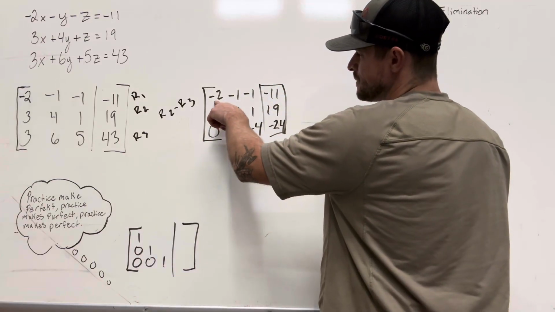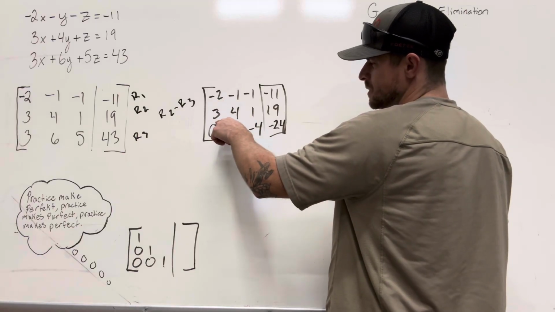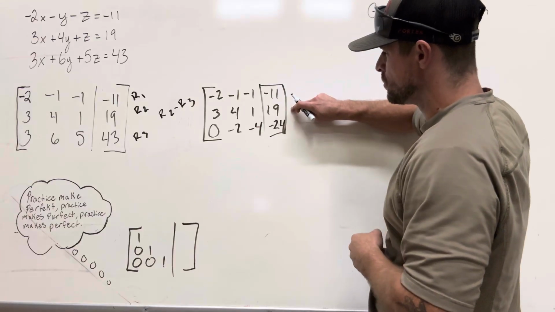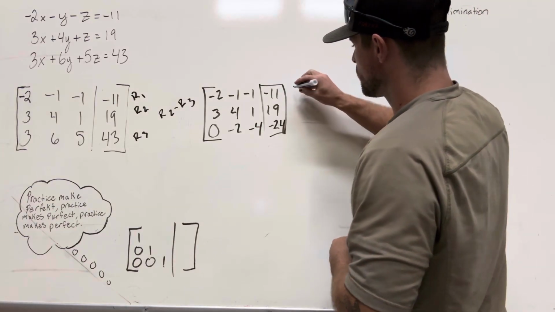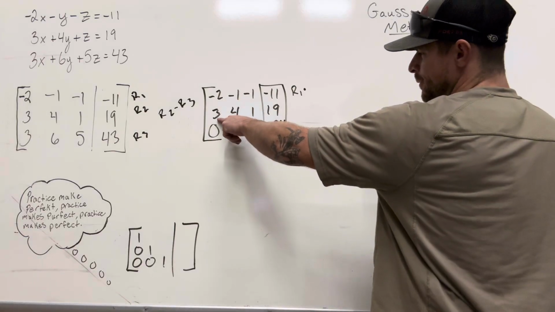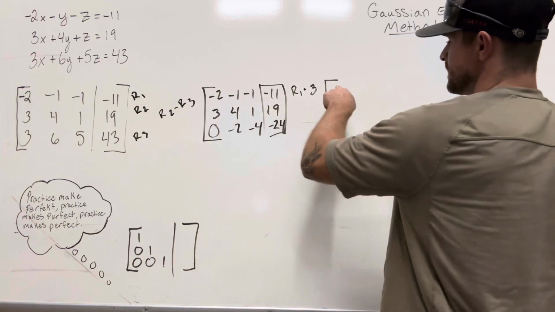I can take a -2. I can turn that into a 6. I can take a 3 and I can turn that into a 6. So I'm going to have to take row 1, remember this is row 1, row 2. I'm going to multiply row 1 by 3. Because that's going to give me a -6 here.